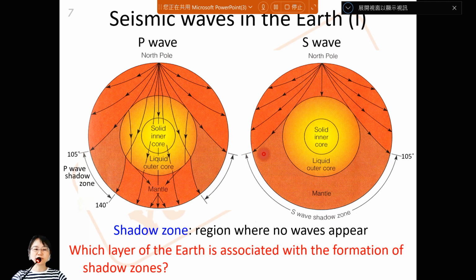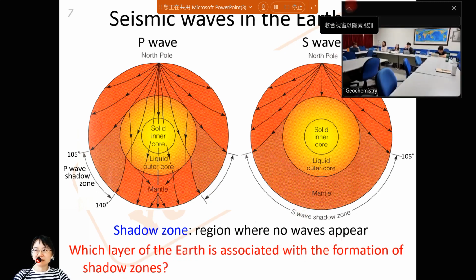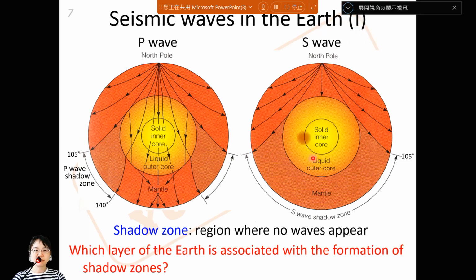Which layer of the Earth is associated with the formation of the shadow zone? Outer core. Very good. The outer core is the key structure that has deflected or eaten up the seismic wave and prevented it from being detected.